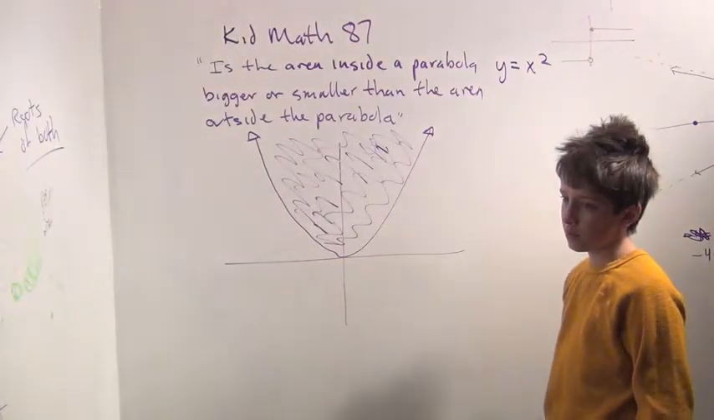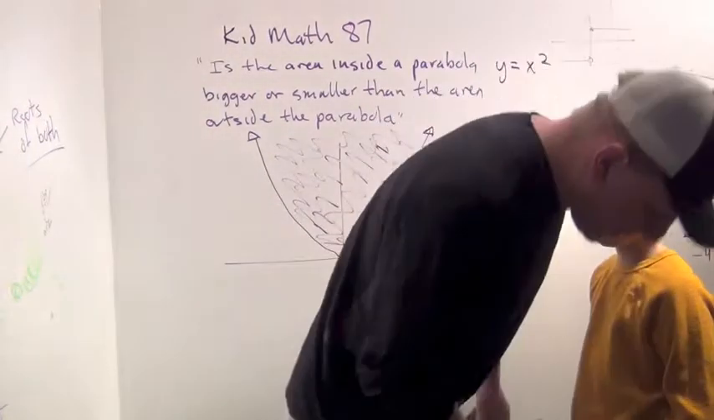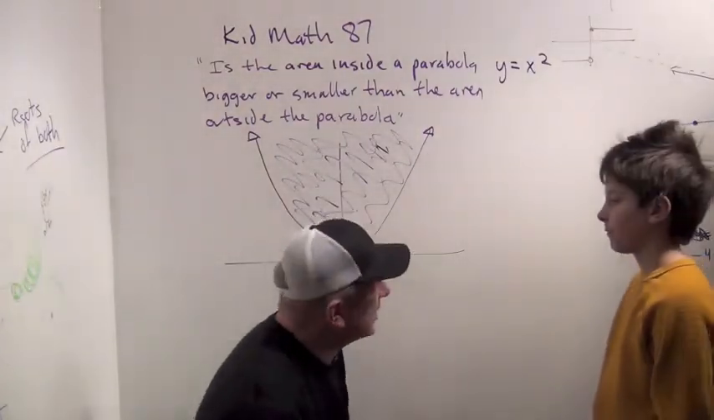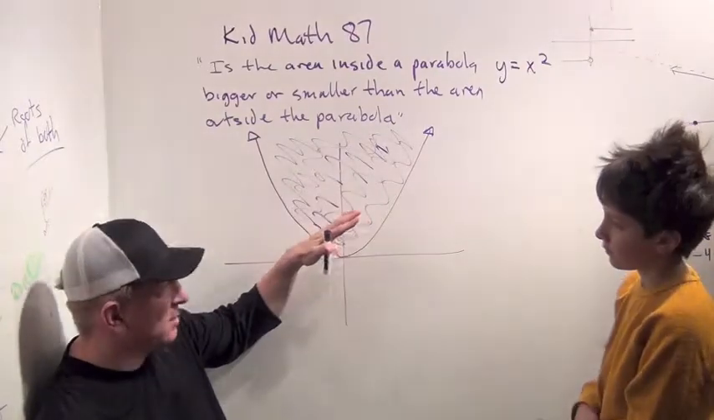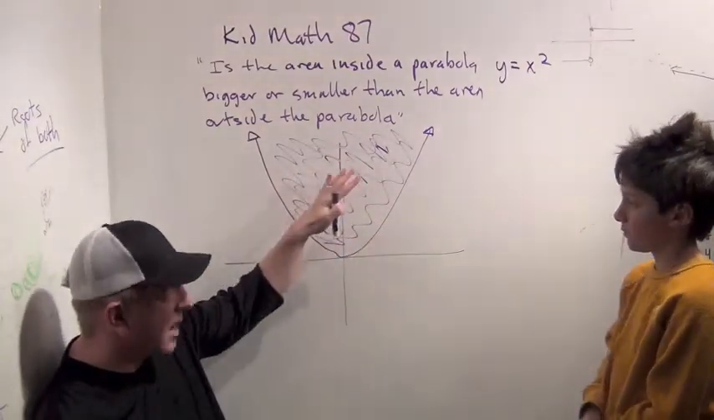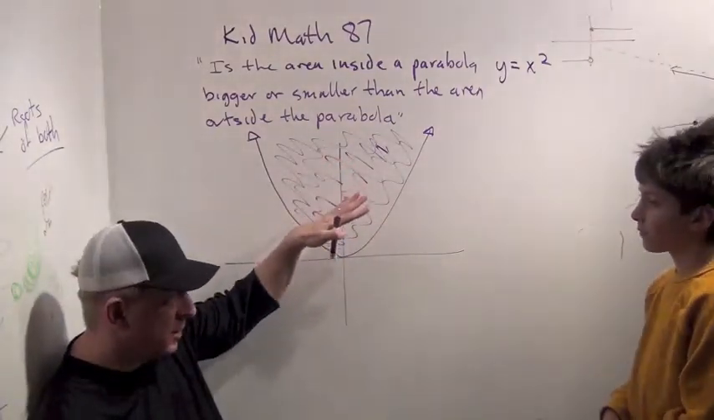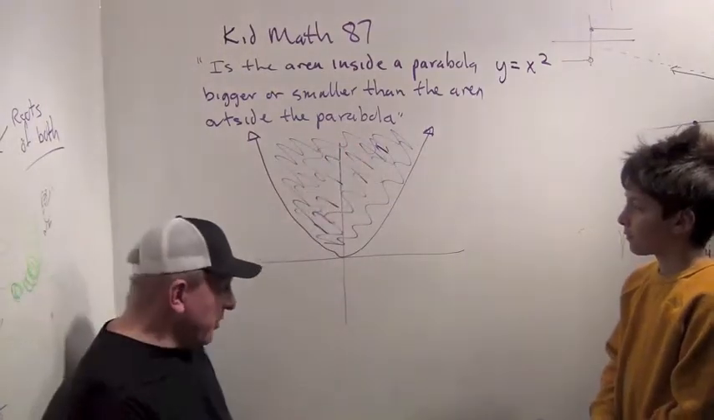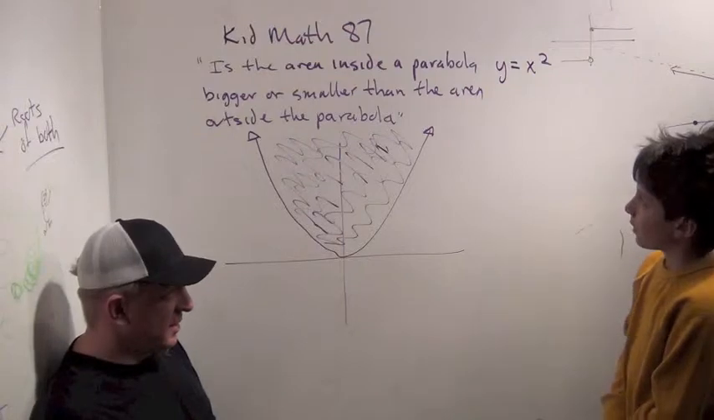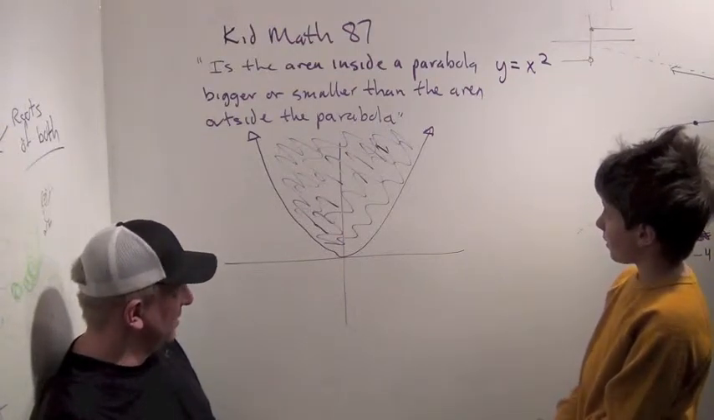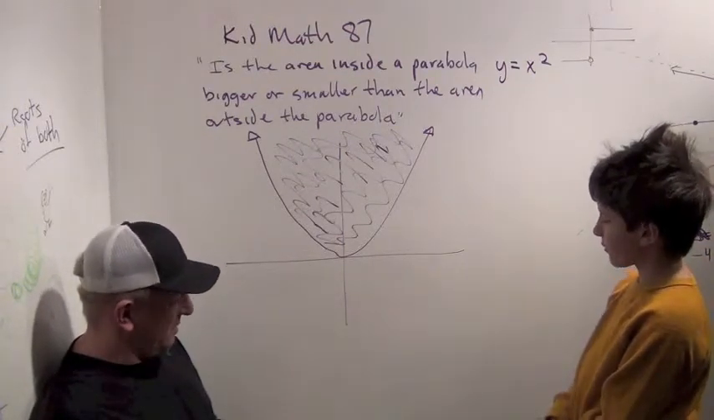KidMath number 87. We're in our section on quadratic inequalities, and yesterday you had a really interesting problem about finding a region of a parabola where y was greater than the parabola. And it looked like this. And when I got home from work last night, you asked me a very interesting question, which was: is the area inside a parabola bigger or smaller than the area outside?